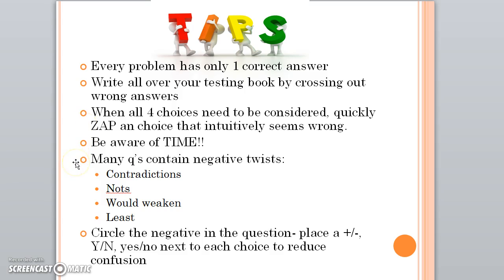A lot of times the ACT will give you negative twists, contradictions, like which is not, what would weaken the argument, what is the least common. So watch for those. Circle it, underline it when you see it, so you remember you're looking for the least or the weakest. You may even want to put positives and negatives next to your answer choices to help you decipher which ones are positive, which ones are negative, which ones would weaken.